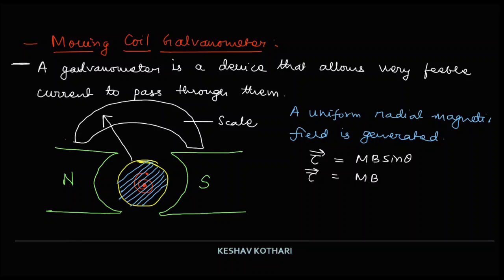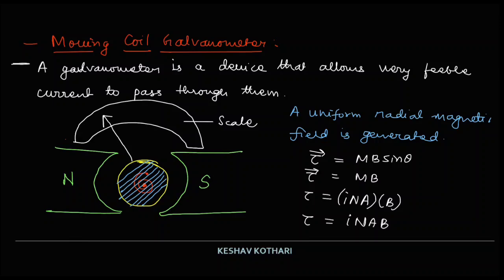So if I write the value of this torque, the magnetic moment is equal to INA and the magnetic field is B. So the magnitude of torque is equal to INAB. Now the spring which I was talking about will provide a counter torque which will balance the magnetic torque INAB, resulting in a steady angular deflection of the pointer.